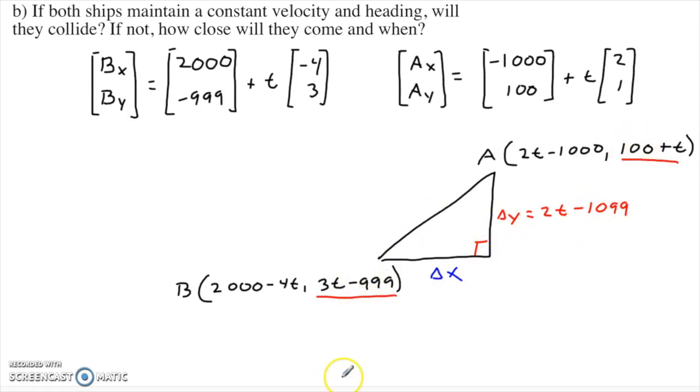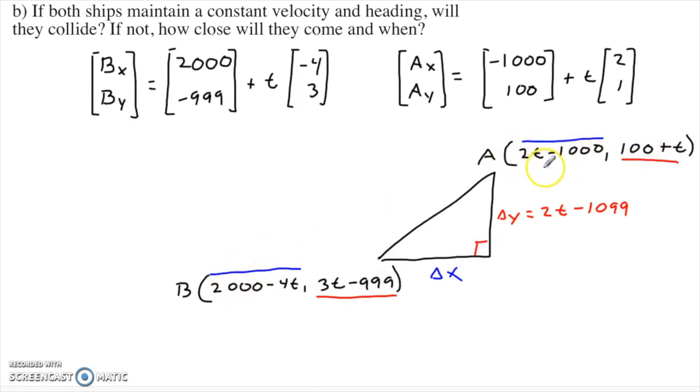How about my delta x? So my delta x, now I'm going to look at my x-coordinates, 2000 minus 4t, and 2t minus 1000. Now this time, I want to have a positive t, so I'm going to start up here with the 2t, and I'm going to subtract the negative 4t. Now you might be thinking, hey, Mr. A, you got to go in the same direction. If I started here and I subtracted this one, then I have to start here and subtract this one.